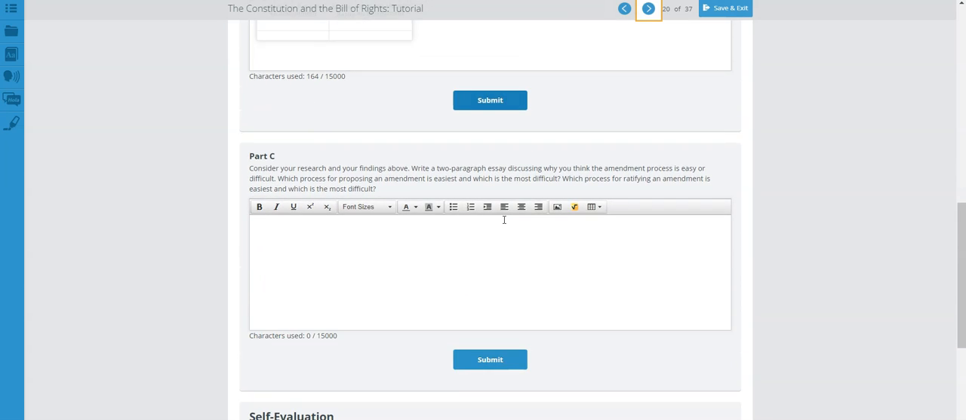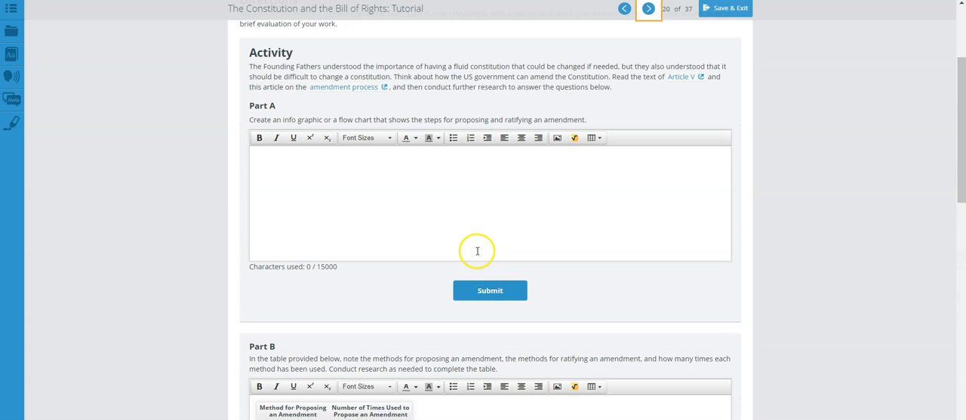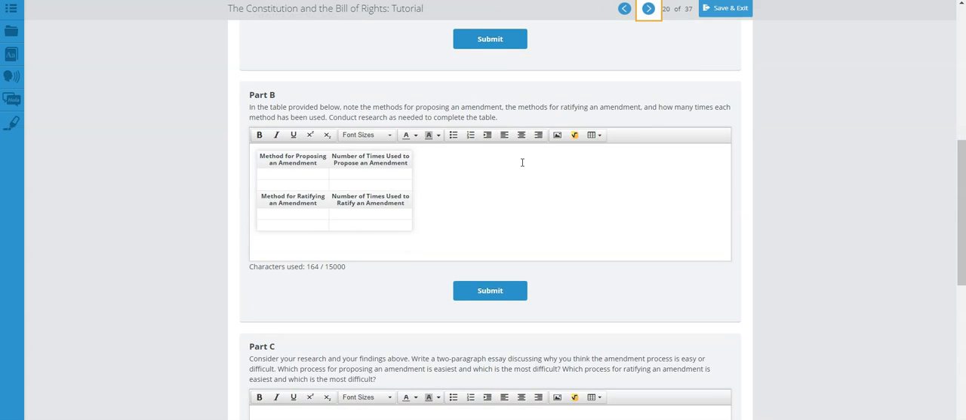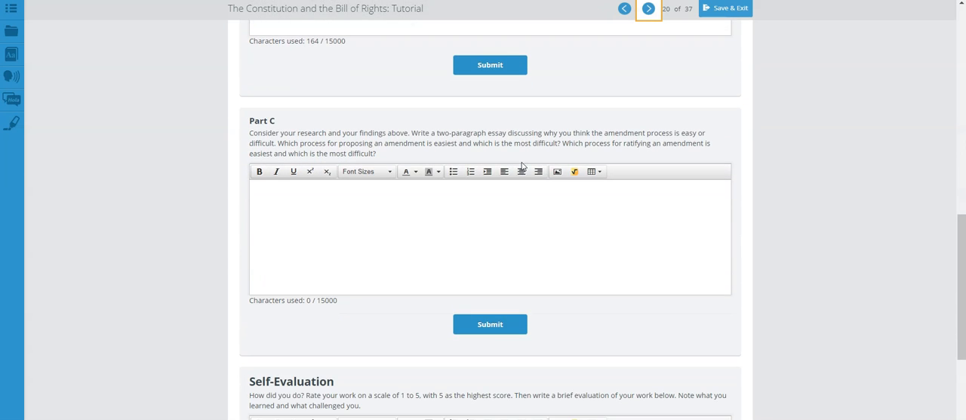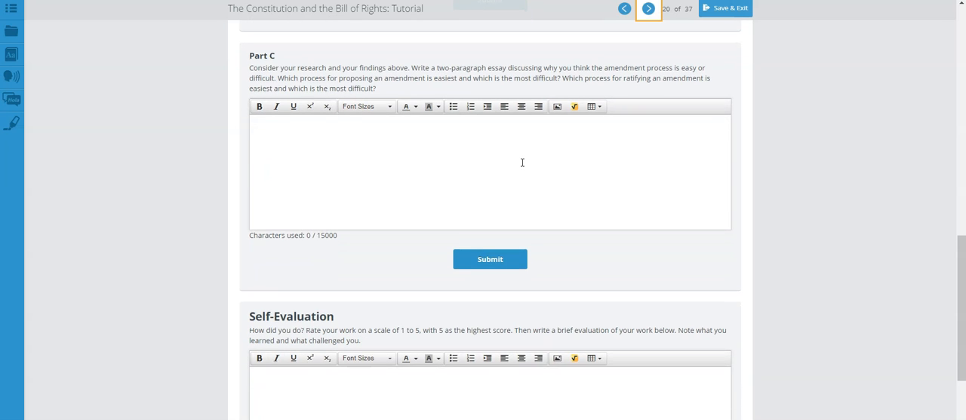required. And part C says, consider your research and your findings above. Write a 2-paragraph essay discussing why you think the amendment process is easy or is difficult. Which process for proposing an amendment is easiest and which is most difficult? Which process for ratifying an amendment is easiest and which is most difficult? Based on the information that you wrote in part B and part A, you need to be able to clearly put together an essay that will reflect your knowledge. And remember, we want at least 2 solid paragraphs.